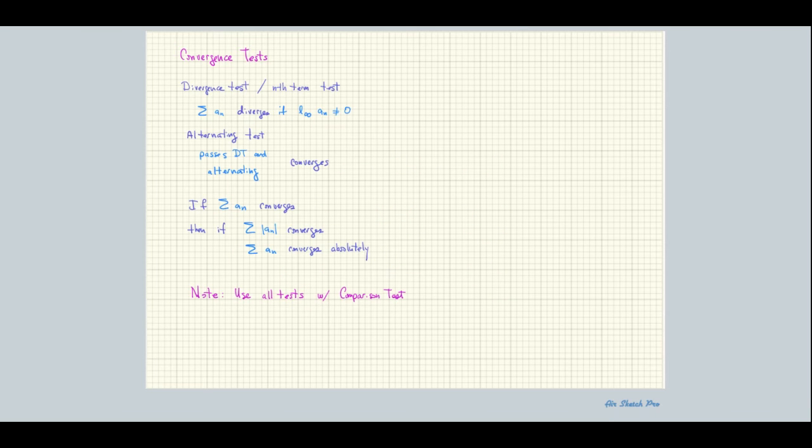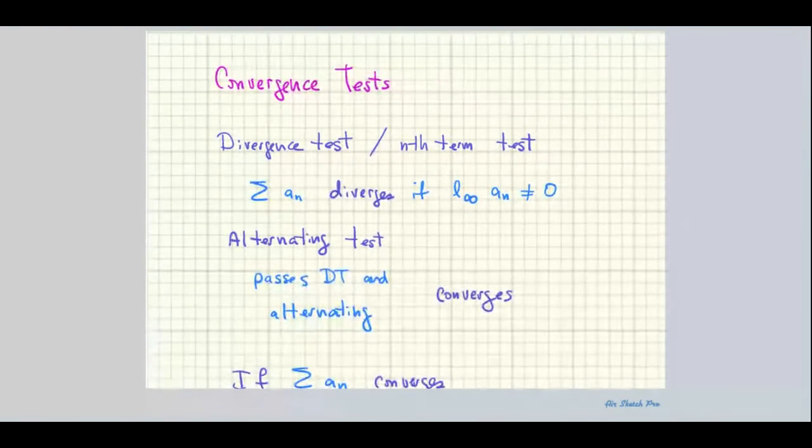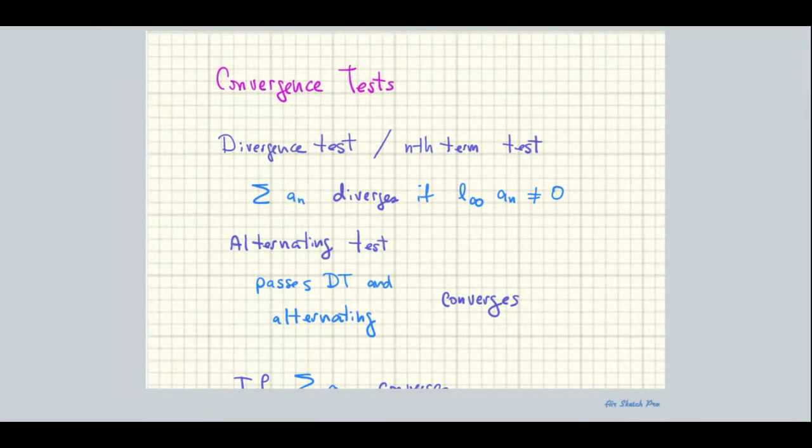Now, let's start looking at the individual tests. And the first thing I want to look at is the divergence test. That's also known as the nth term test, because you look at the nth term. And the answer is fairly simple. The series, based on the sequence a sub n, diverges if the nth term doesn't go to 0.